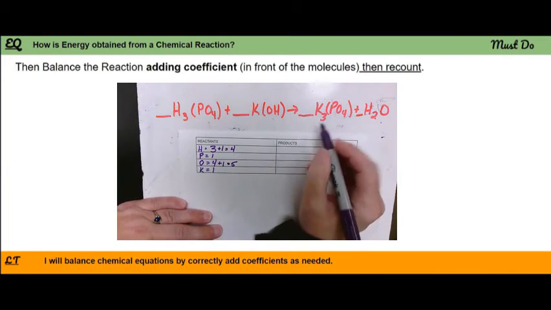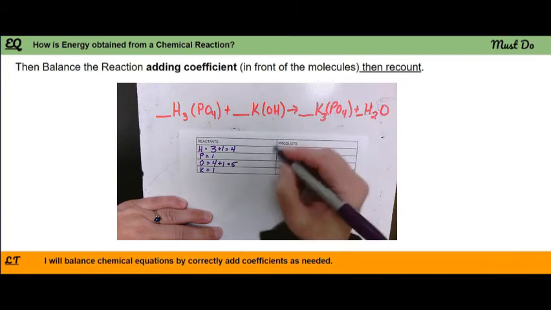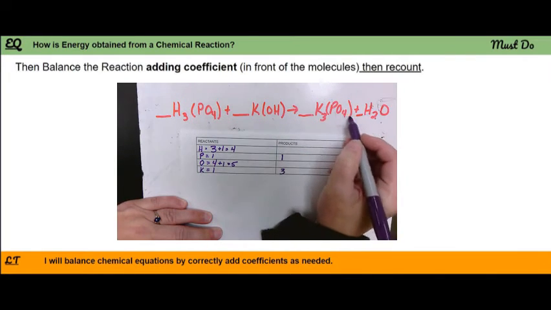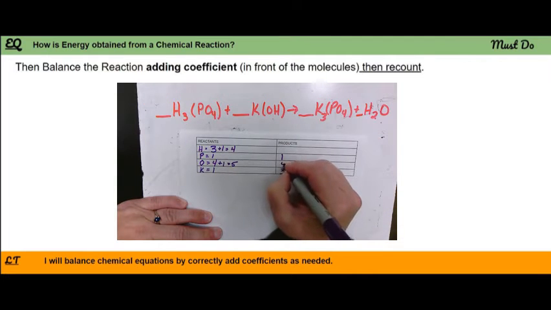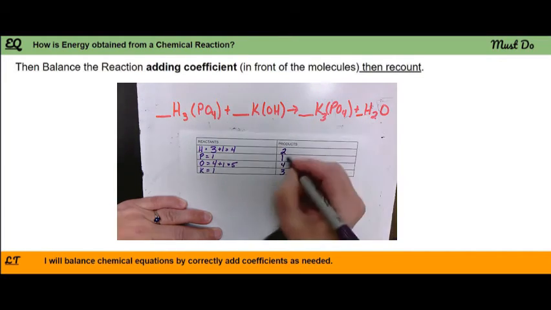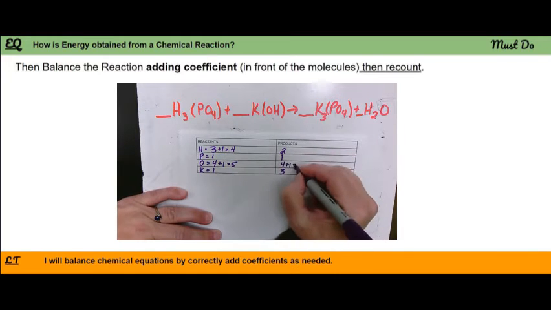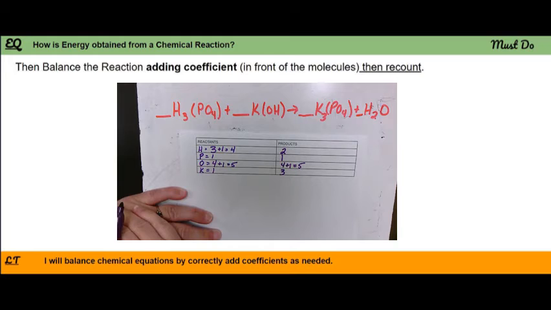And then on the other side, I have 3 Ks, 1 P, 4 O's, 2 H's, and 1 more O. So here I have 2 and 1 and 5 and 3. Okay?